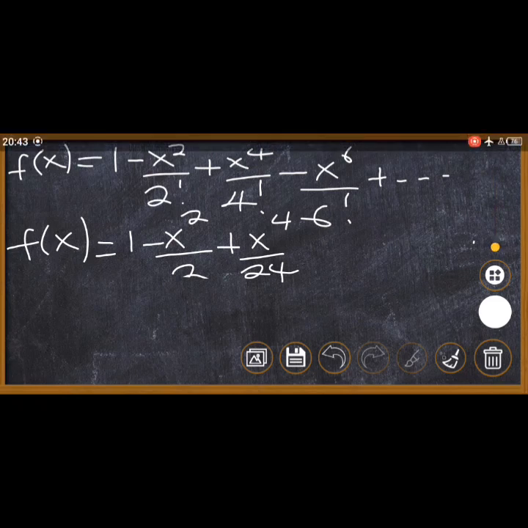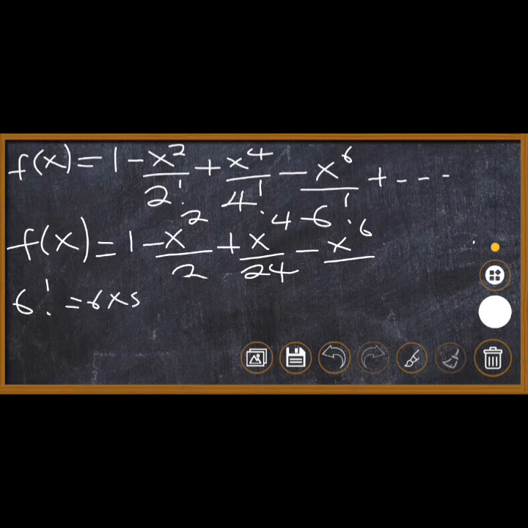Then what about when you have the 6th factorial? So 6 factorial in this case is equal to 6 multiplied by 5 multiplied by 4 multiplied by 3 multiplied by 2 multiplied by 1. So when you multiply all these values, you are going to have 720. So in this case, it's going to be 720.